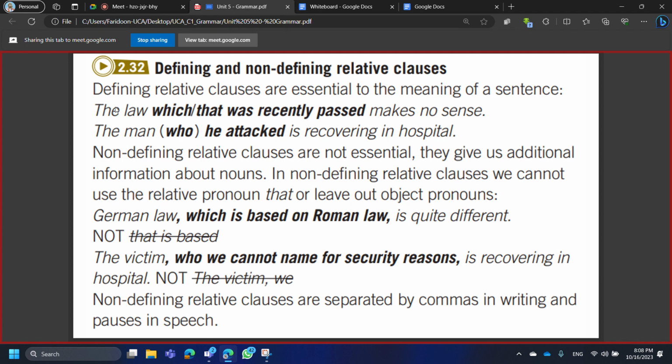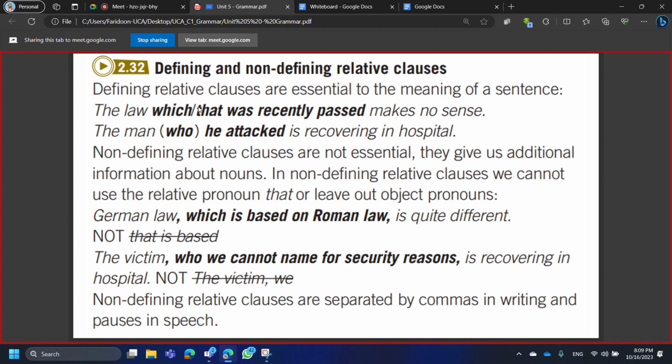One example that we have here starts with the law. It says, "The law which or that was recently passed makes no sense." As you can see, starting from which all the way to passed is our relative clause. It's the defining one, and we can say that the information inside this clause, the fact that the law was passed recently, is essential to the overall meaning.